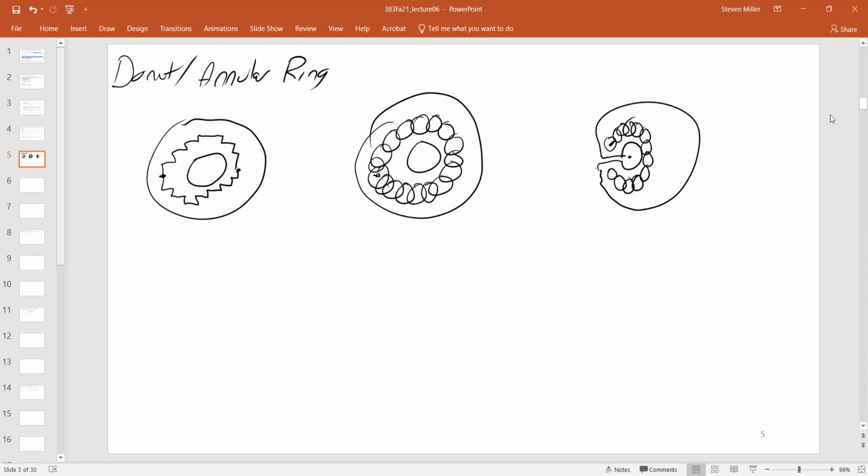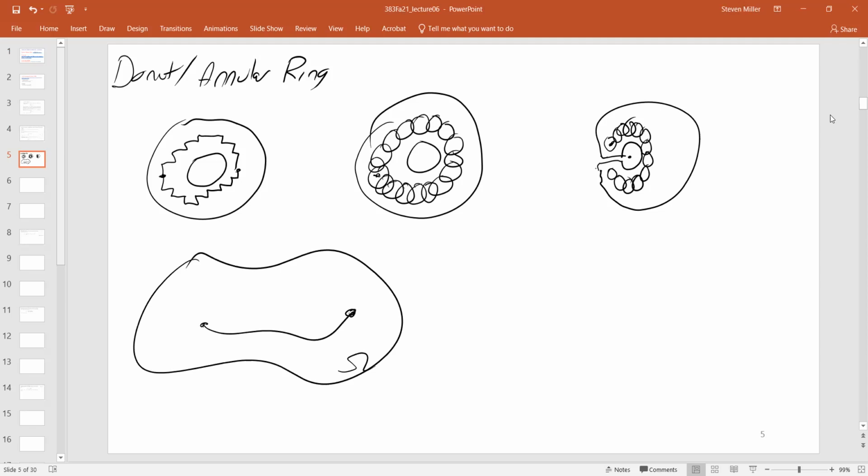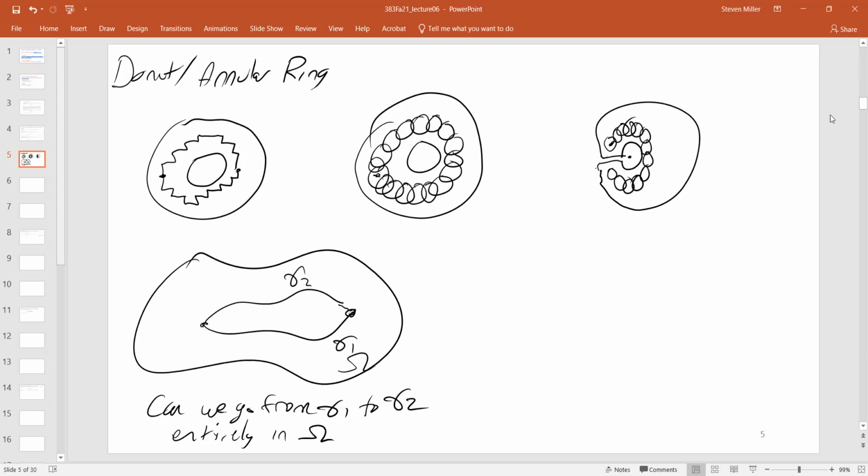So the real question is, if I have 2 paths in my space, so here's my space, omega, here's one path, and here's another path. So let's call this gamma 1, let's call this gamma 2. Can I shrink from gamma 1 to gamma 2 and stay entirely in the space? Can we go from gamma 1 to gamma 2 entirely in omega? And do you see that the answer is definitely going to be no if we're missing the central region?